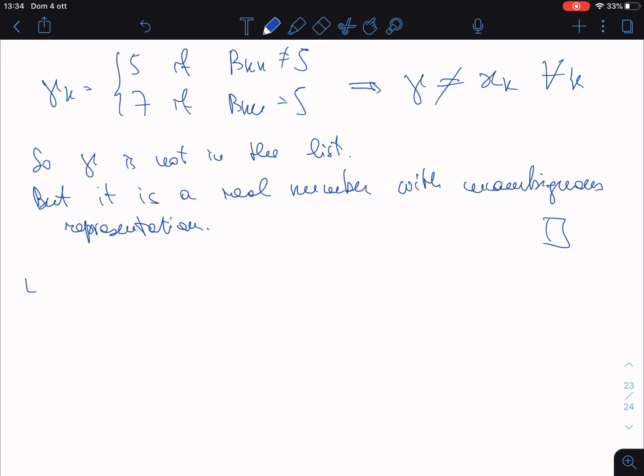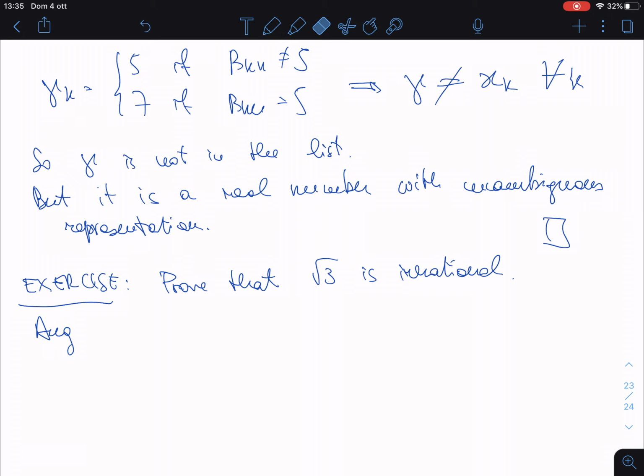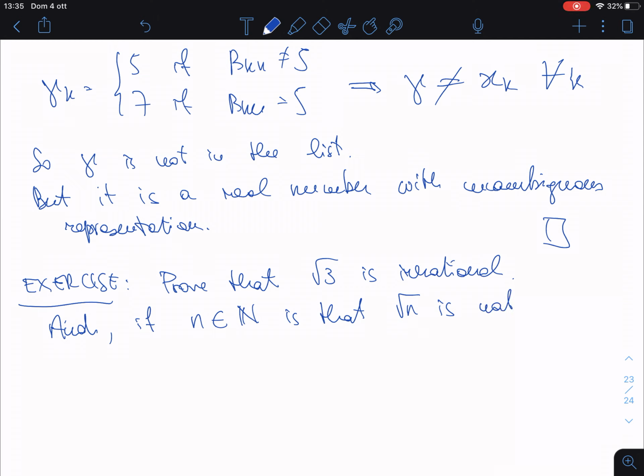So as an exercise, I can suggest you to prove that square root of 3 is irrational, and that if n is a natural number such that square root of n is rational, then n is a square of some k in the naturals. Okay, this is the end.